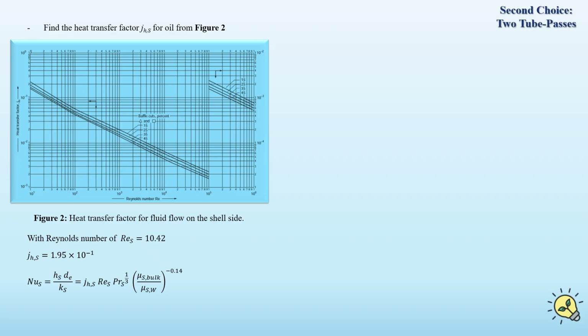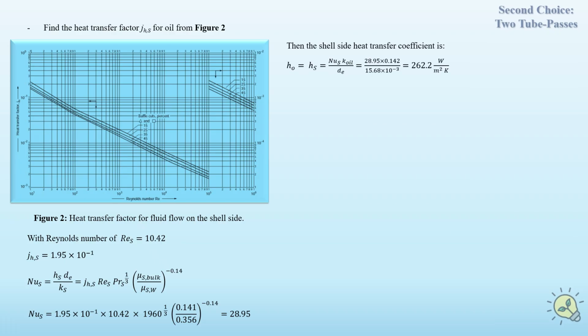By using the general form of this equation to predict the heat transfer coefficient on the shell side, including the effect of temperature on the dynamic viscosity as shown in the last term of this expression for the Nusselt number, we may estimate the Nusselt number on the shell side to be 28.95, and that means we may get the heat transfer coefficient of oil on the shell side, from the definition of Nusselt number, to be 262.2 watts per meter squared Kelvin.